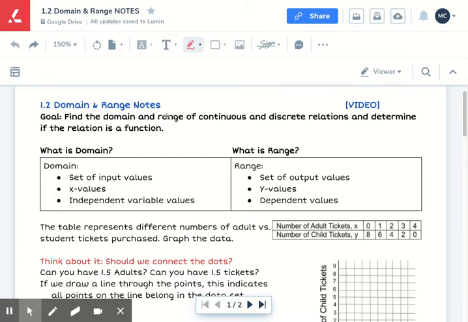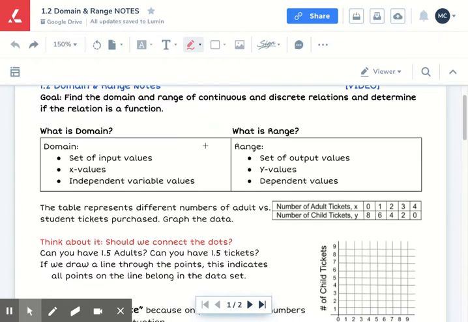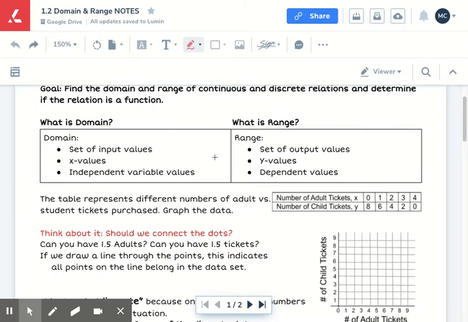So, first of all, let's talk about domain. The domain is the set of input values, also known as the x values or the independent variable values. And that's actually the complete set. So it has to include all of the possibilities for the x values. The range, similarly, is the set of output values. So it's the set of all the y values, which are known as the dependent values.